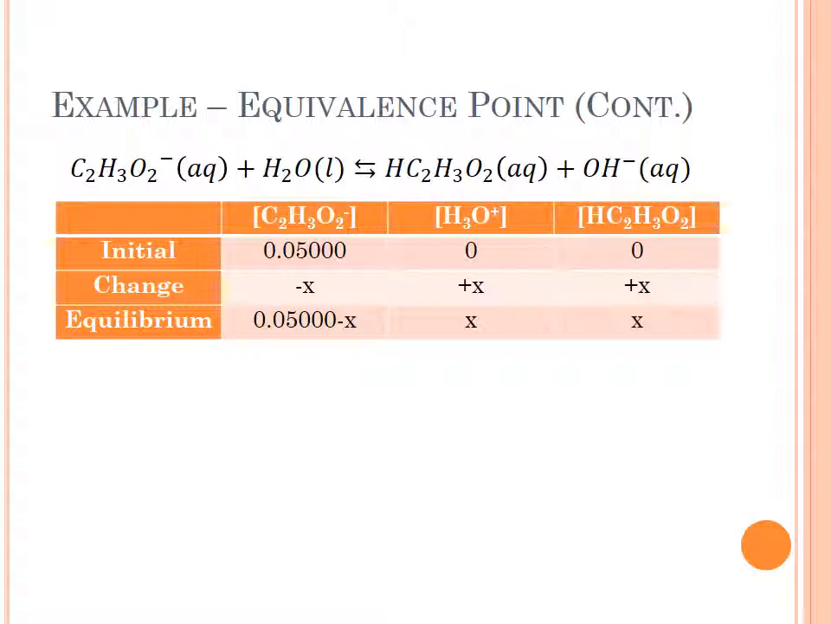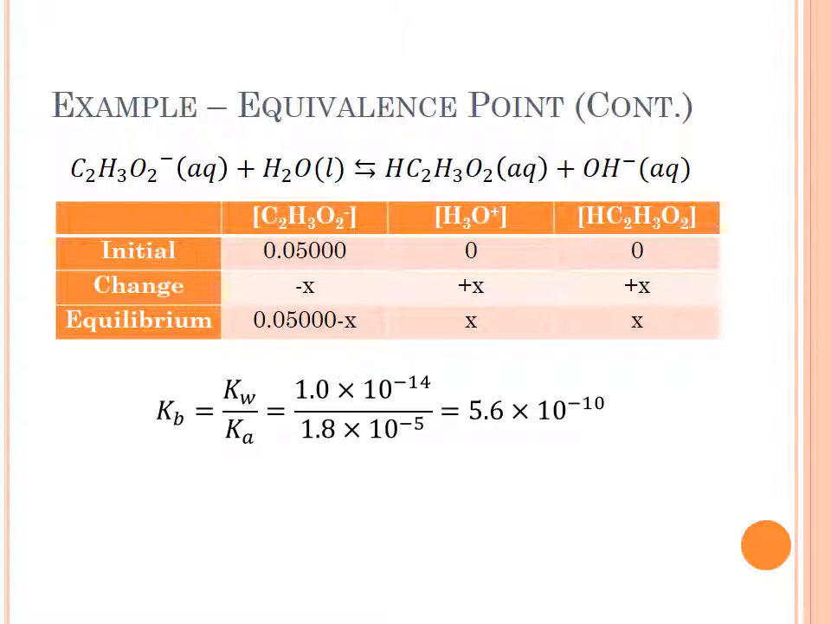And then no product concentration, so we add x and get x. Very similar to the equilibrium work before. We also need the Kb for the acetate ions. Remember, Ka times Kb equals Kw. So Kb equals Kw divided by Ka, or 1 times 10 to the negative 14th, divided by 1.8 times 10 to the negative 5th, or 5.6 times 10 to the negative 10th.